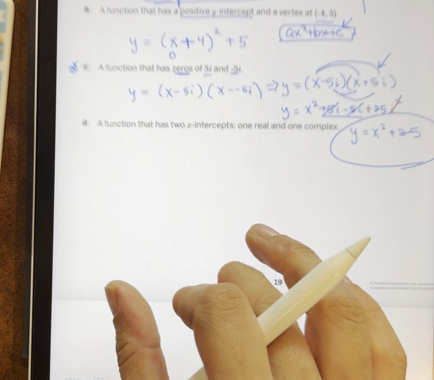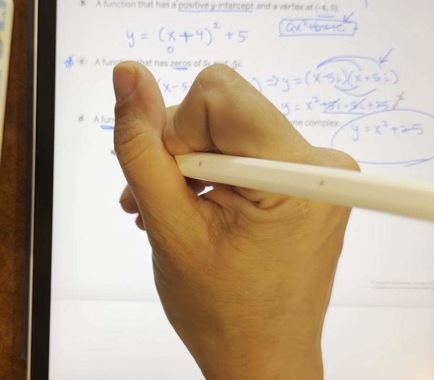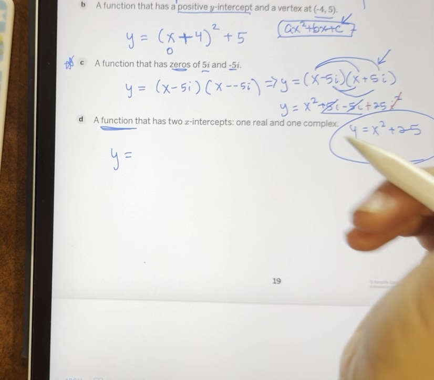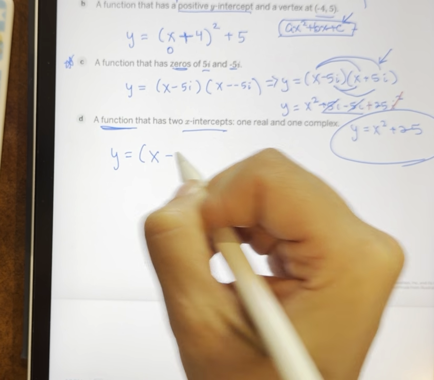Interesting. Okay. A function that has two x-intercepts, one real and one complex. Oh, I don't think that's possible. Actually, it just said a function. But you can't have this. But whatever, let's just do it. Y equals... x-intercepts are kind of like zeros, you guys. So you're going to go x minus.